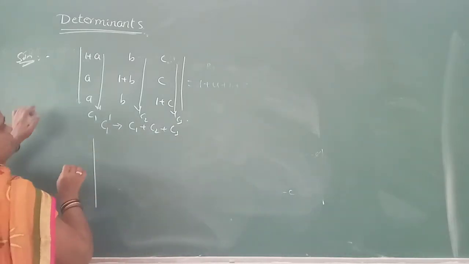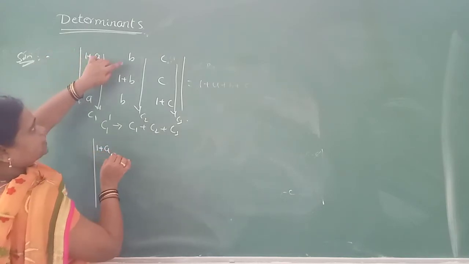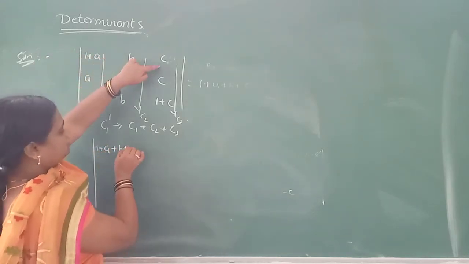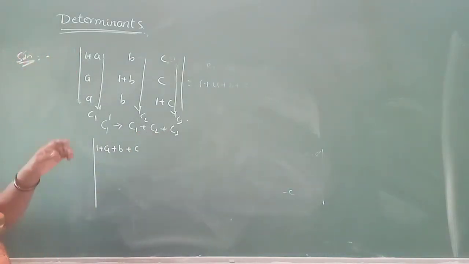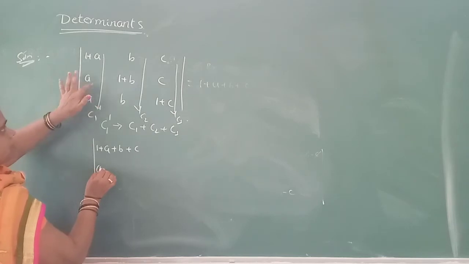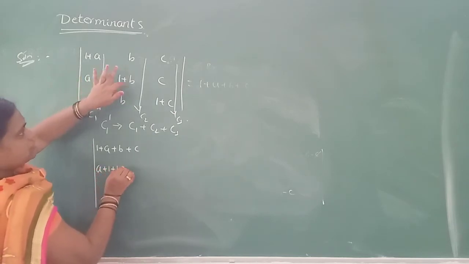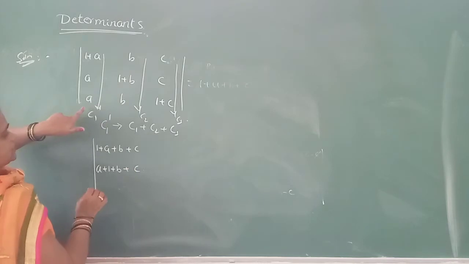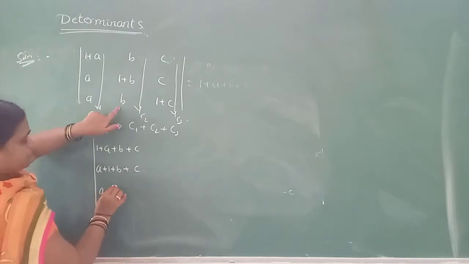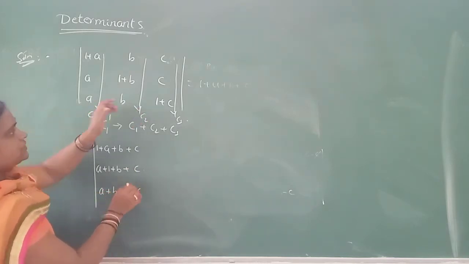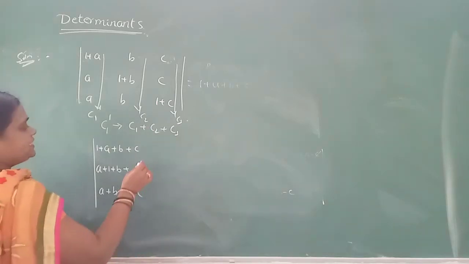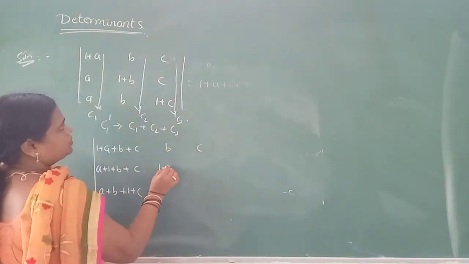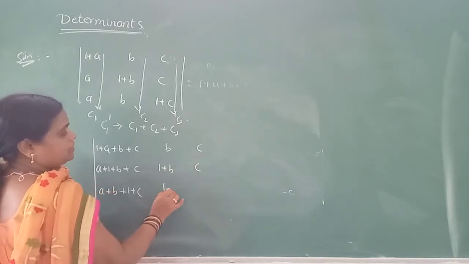See, 1 plus a, second column b, third column c. In between, plus sign is there, that's why I am writing plus. Next, first column a, second column 1 plus b, third column c. Next, a, second column b, third column 1 plus c. Everything changes in the first column. The two remaining columns are as they are, so we write them as it is: b, c; 1 plus b, c; b, 1 plus c.